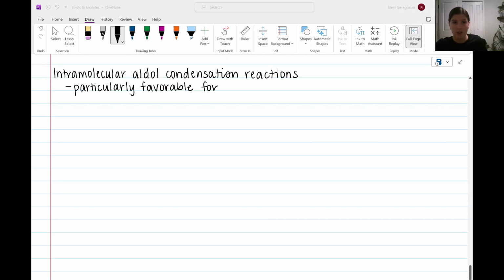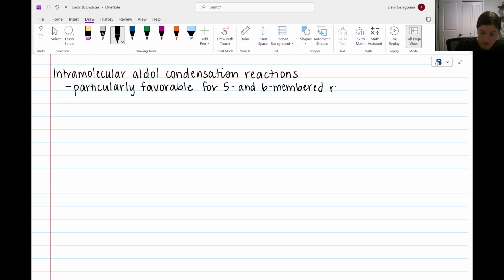Now, aldol reactions occur between two carbonyl-containing compounds. It's possible for two carbonyls to be present in one molecule, and that molecule can undergo an aldol condensation reaction intramolecularly. Like all intramolecular reactions that form rings, this one is particularly favorable for 5 and 6-membered ring formation. Remember, 5 and 6-membered rings are especially stable. So let's look at an example.